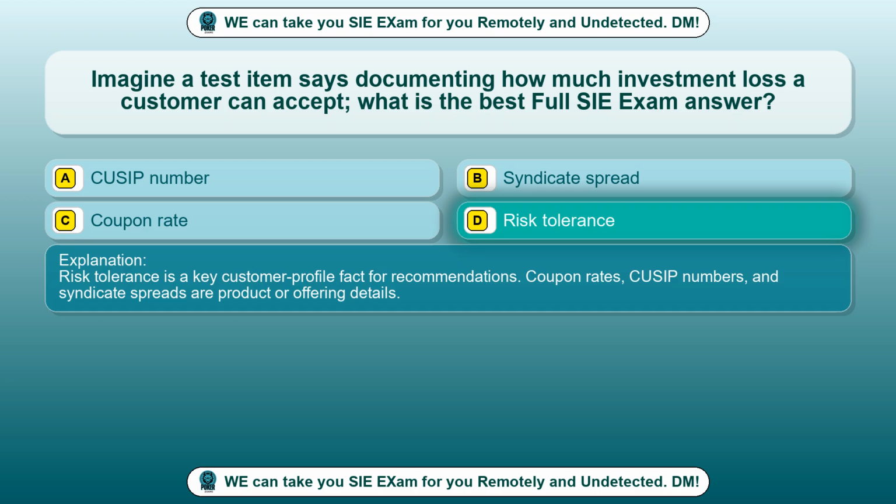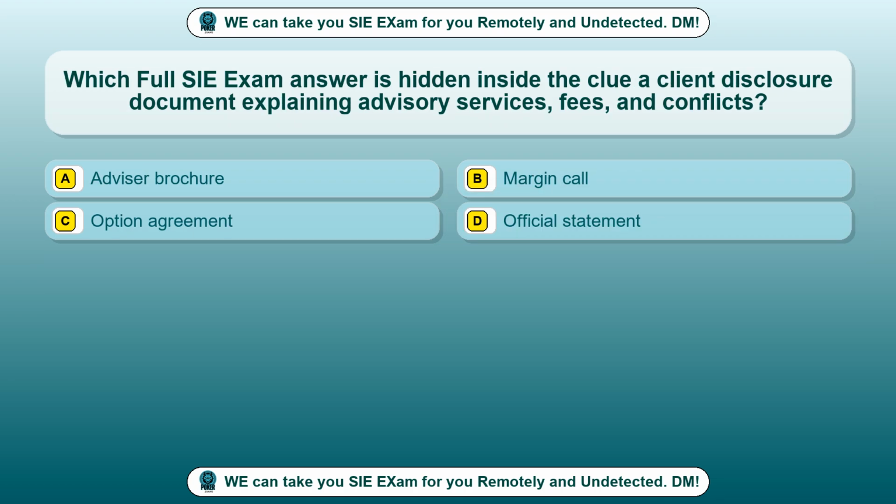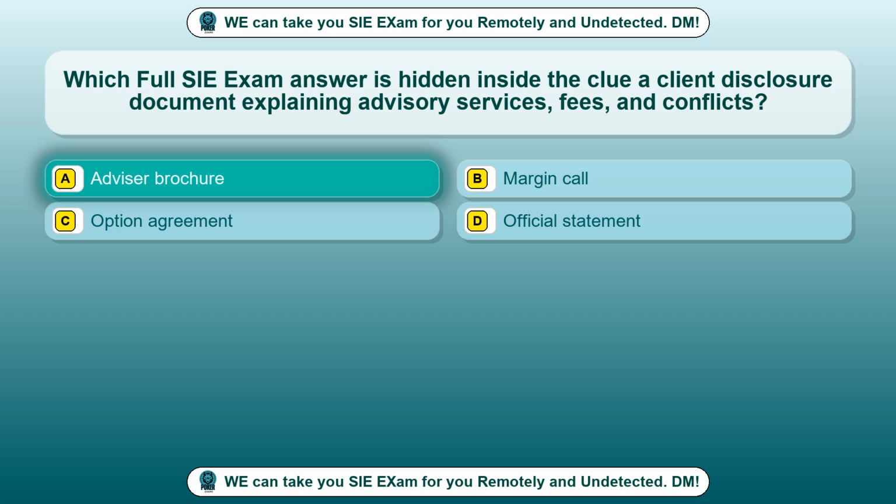Risk tolerance is a key customer profile fact for recommendations. Coupon rates, CUSIP numbers, and syndicate spreads are product or offering details. Question 45. Which full SIE exam answer is hidden inside the clue a client disclosure document explaining advisory services, fees, and conflicts? Option A, advisor brochure. Option B, margin call. Option C, option agreement. Option D, official statement. The correct answer is option A, advisor brochure.